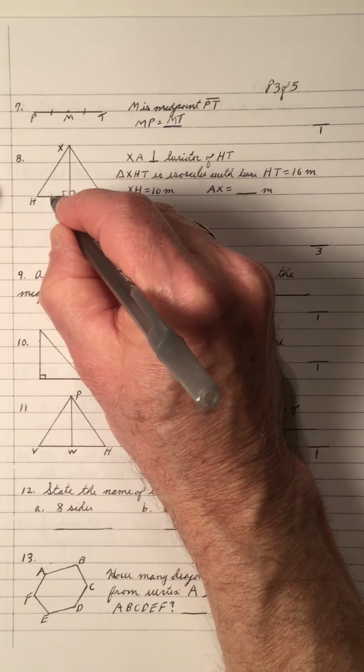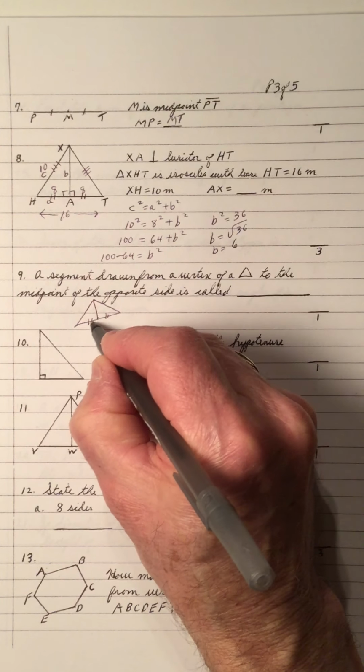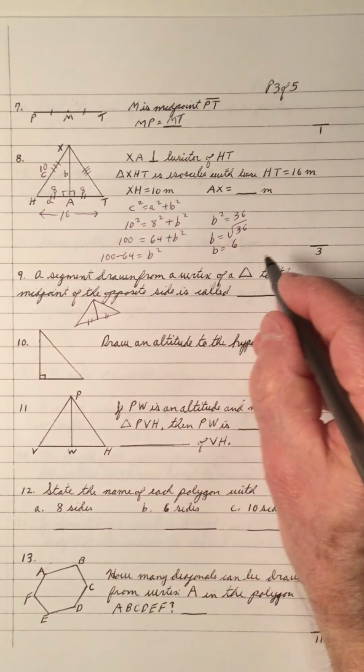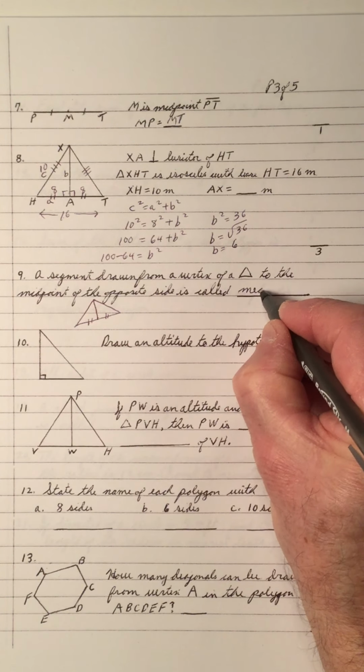Number 9, a segment drawn from the vertex of a triangle to the midpoint of the opposite side. So what we're saying, if we take a triangle and we draw a segment from this vertex over to this side, right there, so that goes to the midpoint, so that makes those equal. So this is the midpoint of this side. So this is called the median. The median is drawn from a vertex to the midpoint of the opposite side.